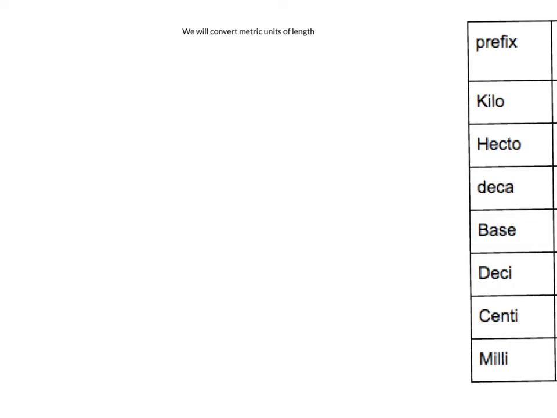So when we measure length, our base unit is a meter. Now all the other units of measurement are created using the prefixes that we have over on the right hand side. So for example, we have milli here, so then we have a millimeter and centimeter, decimeter, which we don't use too often, but I'll explain why it's there. Then we have a decameter, a hectometer, and a kilometer.